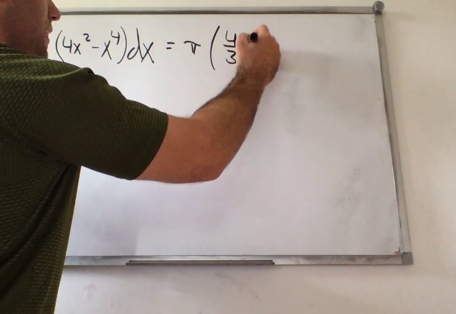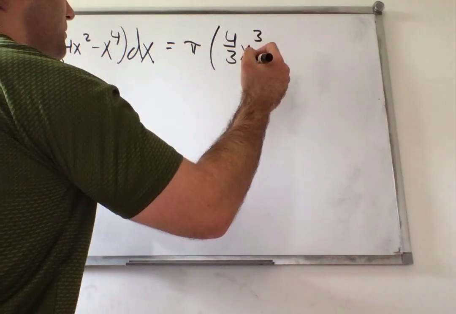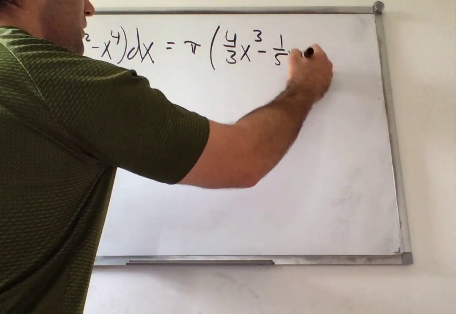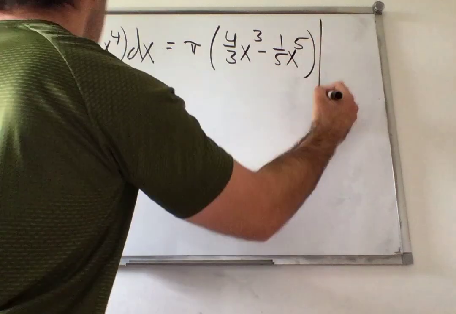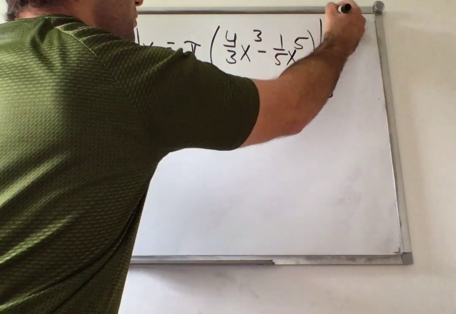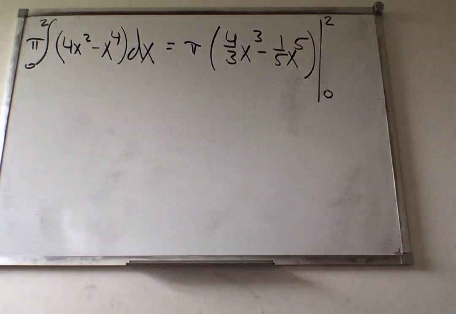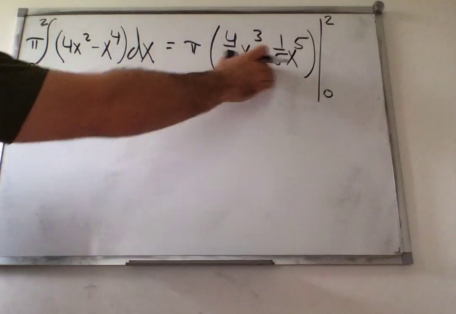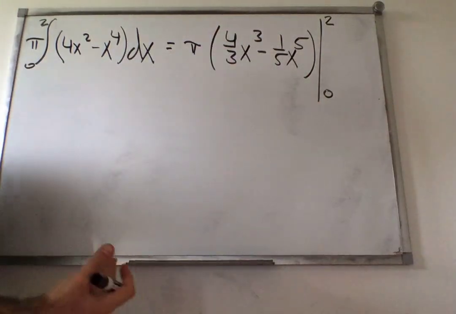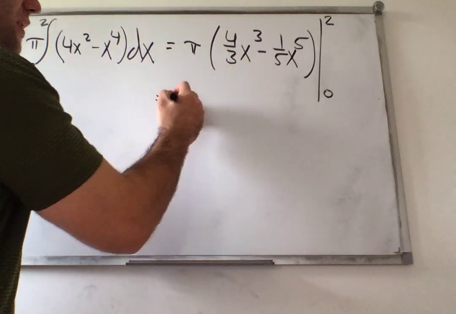4/3 x cubed minus 1/5 x to the 5th, evaluated from 0 to 2. Once again, we have a zero limit of integration, a polynomial, so when we plug 0 into there, nothing's going to happen. All we got to do is plug in 2.